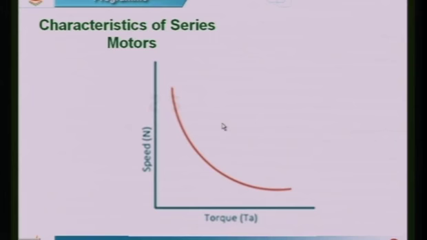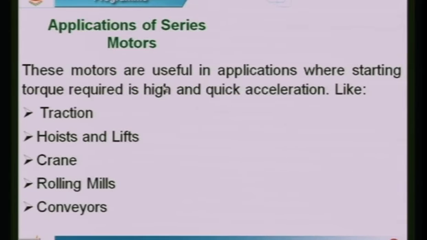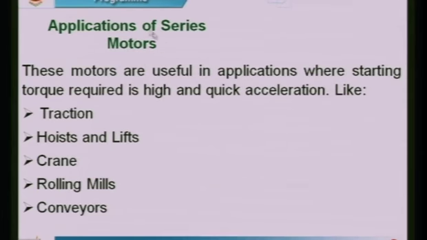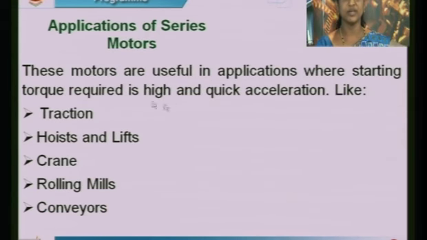From these we know that the DC series motor has high starting torque. So when we look at the applications of the DC series motor, we have to see exactly what its advantage is. The DC series motor has high starting torque and quick acceleration. That is why it is used in traction applications, hoist and lift applications, crane applications, rolling mills and conveyors. This is about the characteristics and applications of DC motors, particularly the DC series motor.